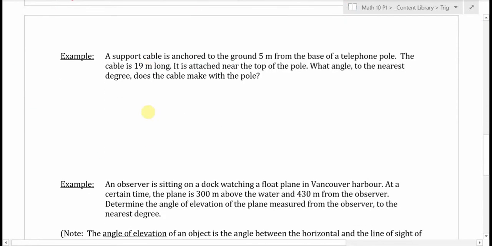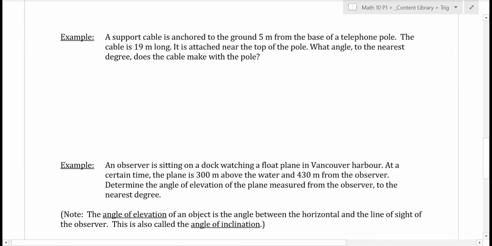Moving on, we are going to look at some word problems. To solve any word problem, the first step is to draw the diagram. Here it says a support cable is anchored to the ground 5 meters away from the base of a telephone pole. So here's the telephone pole. Here's the cable anchored to the ground, and that is 5 meters away from the base of the pole. So here's 90 degrees, and the cable is 19 meters long. It is attached near the top of the pole.